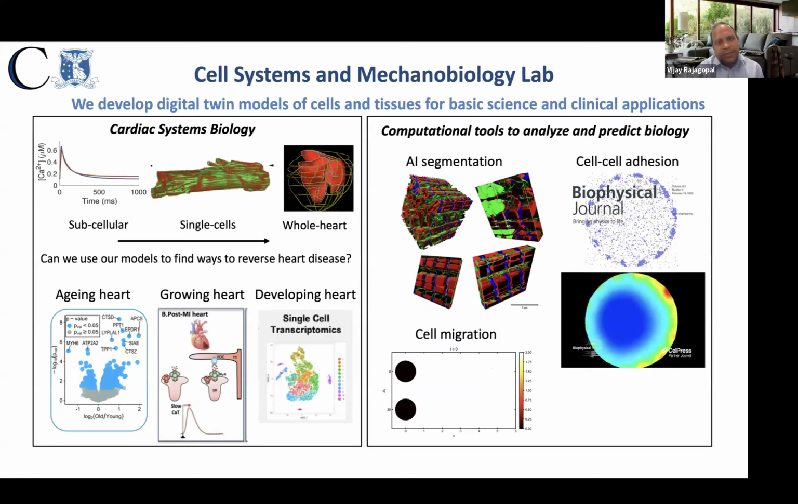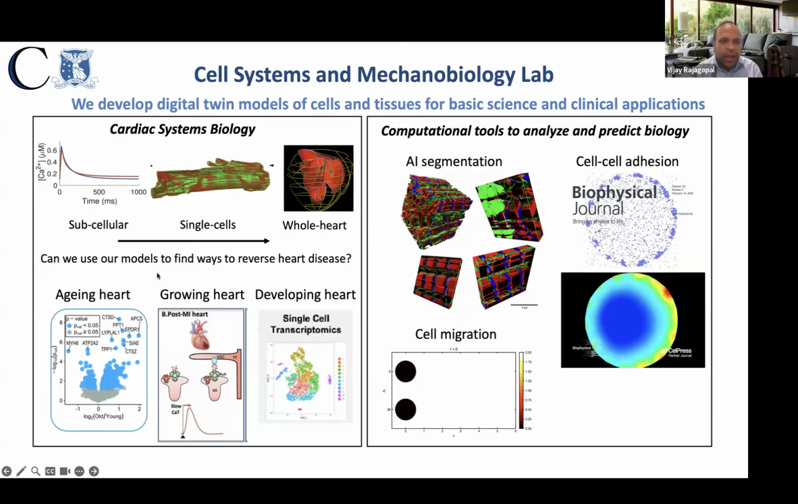My research group, the Cell Systems Mechanobiology group, we like to create digital twin models of cells and organs for basic science and clinical applications. A lot of what we do is focused on the heart. So we have computational models of cardiac systems biology, all the way from elementary calcium release events called calcium sparks, all the way up to whole heart modeling. And what we're interested in doing is understanding how the heart adapts as you go from birth into adulthood, old age, and disease. And so we have a bunch of projects you can see at the bottom here.